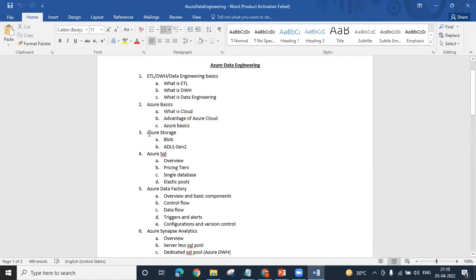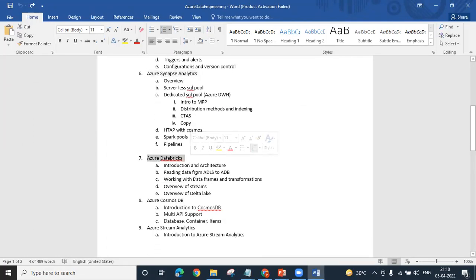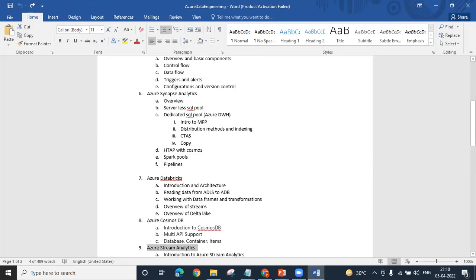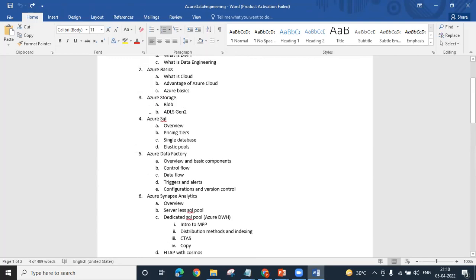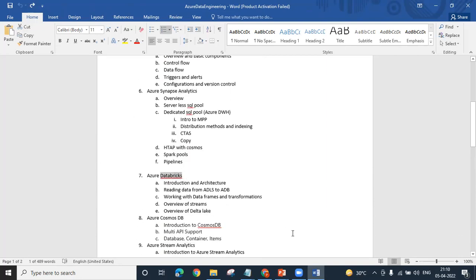Then we'll start with the actual data engineering. So Azure storage, we will cover Blob and ADLS Gen2, Azure SQL, Azure Data Factory, Azure Synapse Analytics, and Databricks, and some introduction to Cosmos DB, Stream Analytics, and security encryption. We'll give one or two examples with Cosmos DB and Stream Analytics, but in-depth coverage will be done for storage, SQL, Data Factory, Synapse Analytics, and Databricks. We will cover a good amount of content for Databricks, so you don't need another exclusive training for Databricks. We will cover whatever is required for real-time experience.